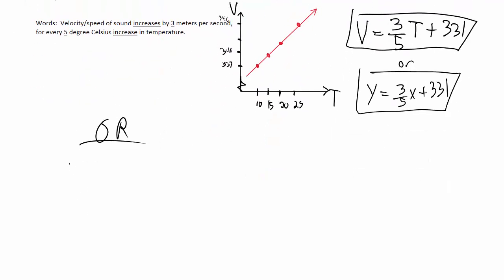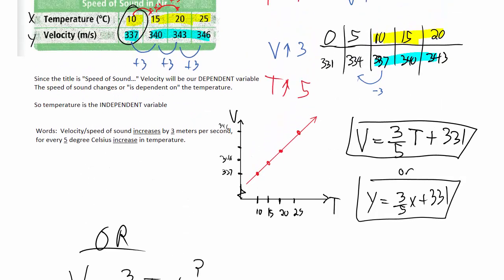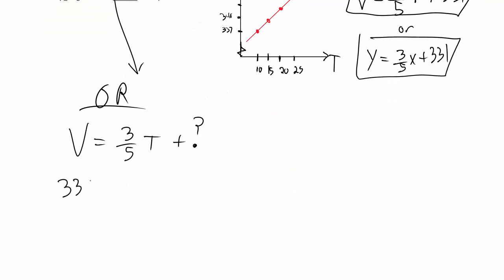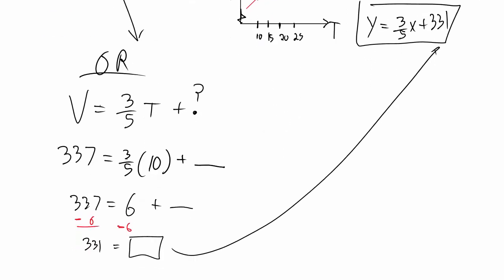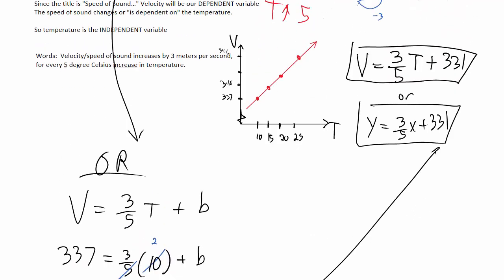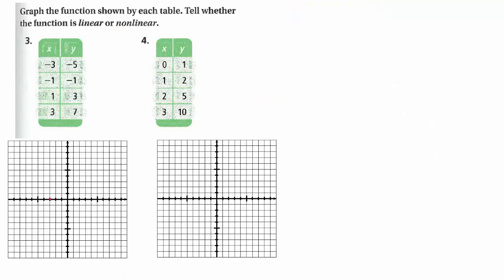Or here's another thing I can do. I know that the speed goes up 3 every time temperature goes up 5, so that's 3/5 t. I can use y and x if I want to. I can just take any ordered pair. In this case, I take the first ordered pair in the table, 10 and 337, plug it into those values of t and v, or x and y if you wanted to use those instead, and I can solve for that little bit that I scale up, and again I get 331. So finding that equation, there's several ways you can do that. You can even guess and check if you want.